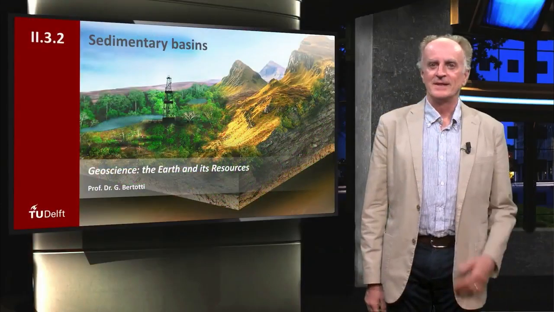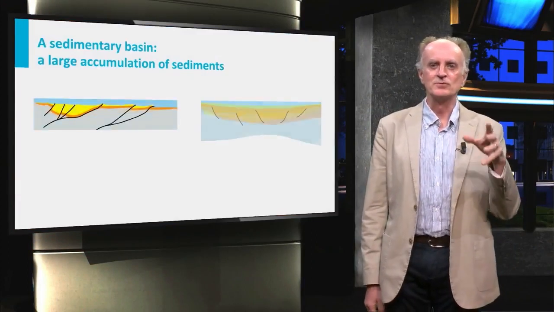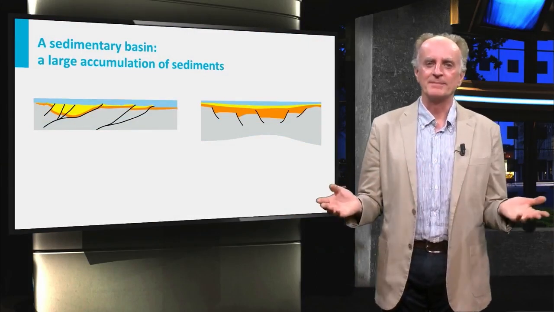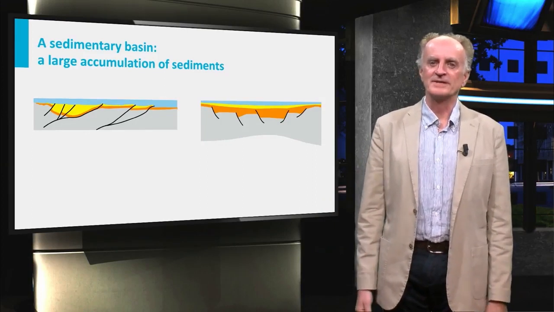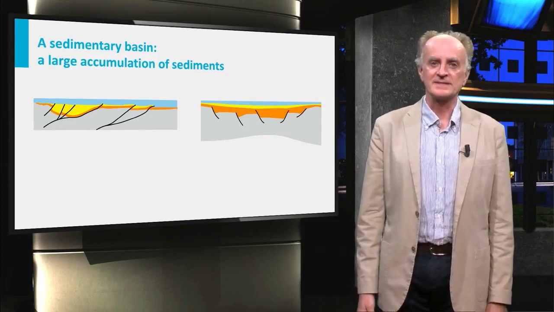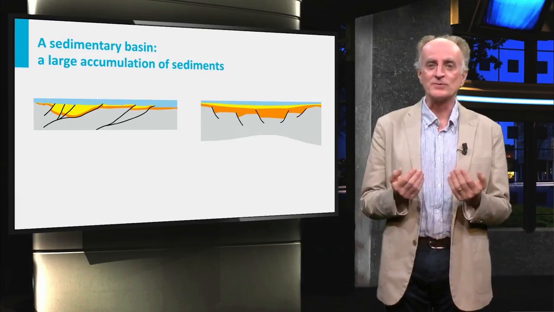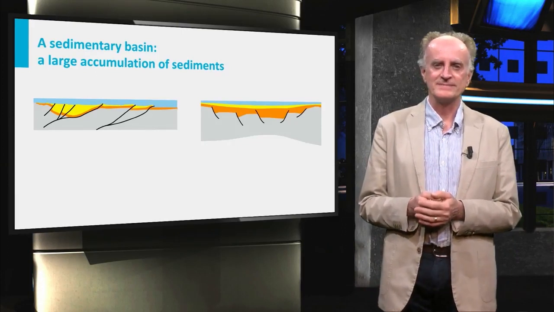Welcome! The mountains we've been building during the last clip have started producing large amounts of sediments. Where will they end up? Places where large thicknesses of sediments are accumulated are called sedimentary basins. These accumulations can be very thick, up to 10 or 12 kilometers, and can form in very different contexts.